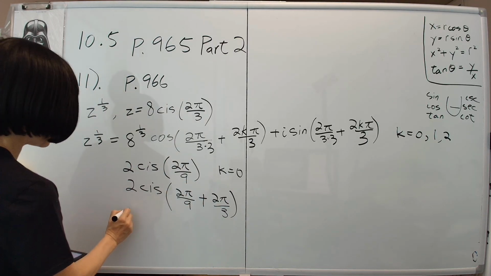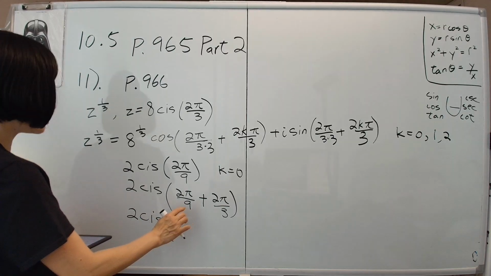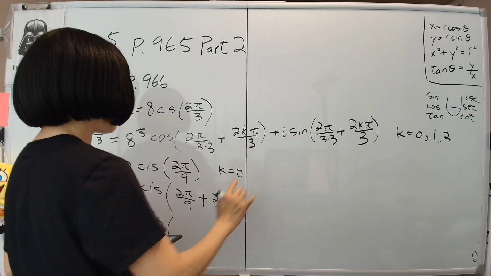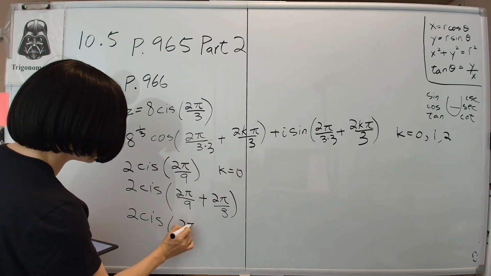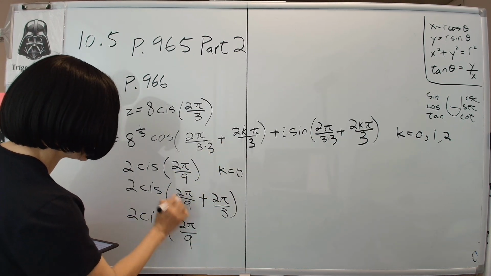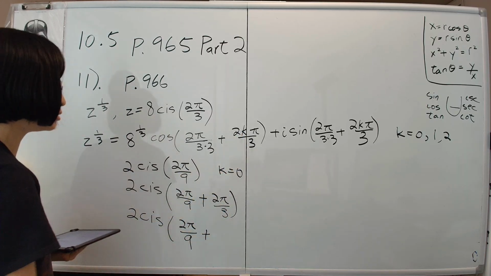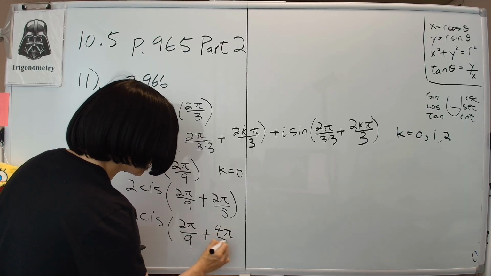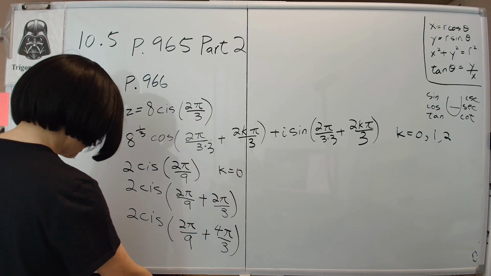And then the third answer, this part is still the same, 2 cis. The third answer is, and now k equals 2. Okay, that's the last k. K equal to 2, then we have 2 pi over 9. That's the first part of the answer, and that doesn't change. And then plus the second part, k equal to 2, that's 4 pi over 3. And then whatever this adds up to be, that will be the answer for the third part.